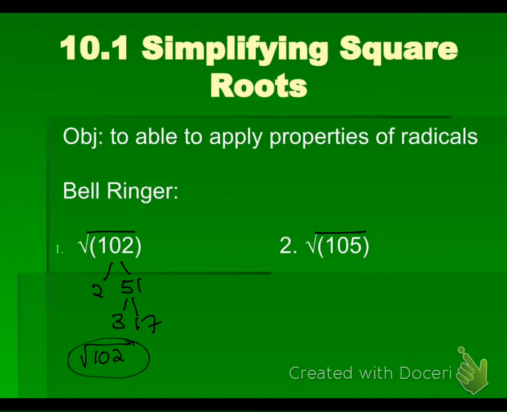Over here, we have the square root of 105. What are our factors of 105? 21 and 5. What are our factors of 21? 3 and 7. Do any of those have buddies? Nope. So we keep it as the square root of 105.